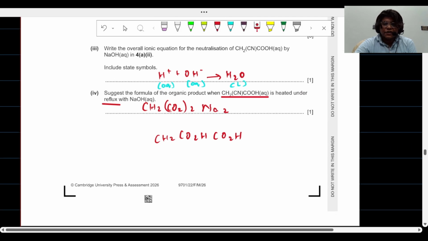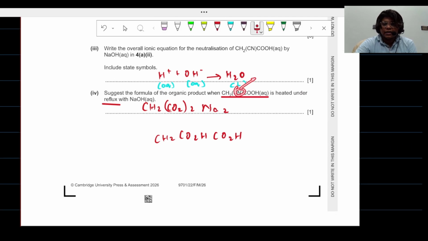If you reflux it, the nitrile group will be oxidized to acid, right? And now you will have two acids. If it would have been in an acidic medium, this would remain acid. But because it is in a basic medium, the base will neutralize the resulting acid.